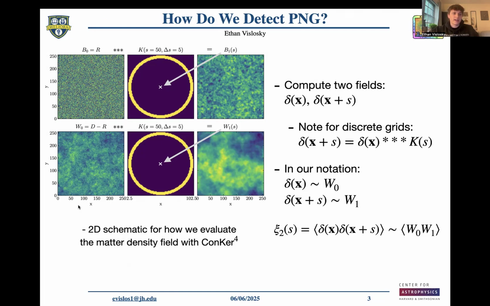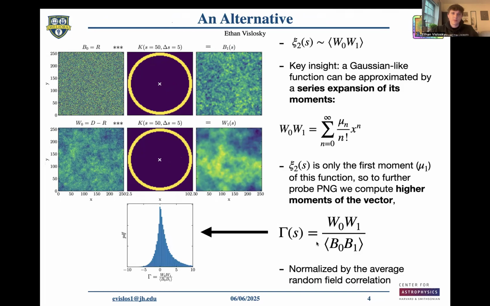So in this schematic on the left, you have W0 convolved with a kernel of radius, say here, 50 megaparsecs. You convolve it at each point across the grid, and the product of that is this field on the right, which encodes the scale-dependent bias at that s value. So in our notation, delta of x is W0, delta of x plus s is W1. We can just rewrite the 2PCF in this formalism as the mean of the product of W0 and W1.